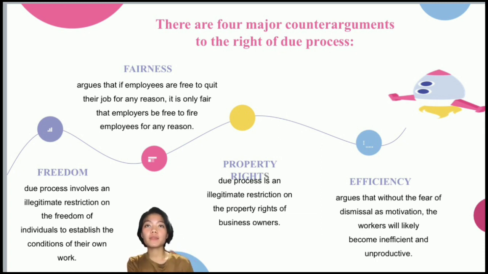First is freedom, second is fairness, third is property rights, the last is efficiency. So in freedom, due process involves an illegitimate restriction on the freedom of individuals to establish the condition of their own work. Freedom, we have the power to write, act, speak, and change as one wants without hindrance or restraint.